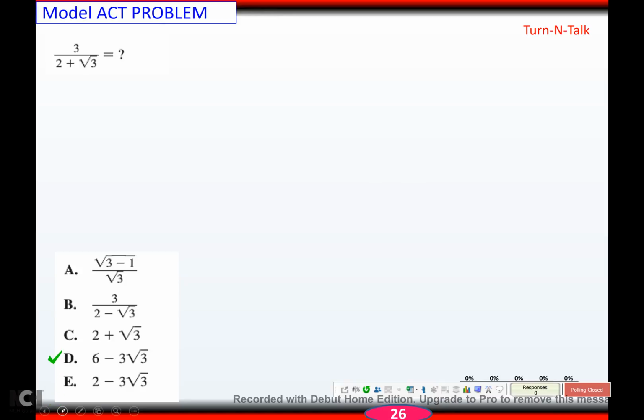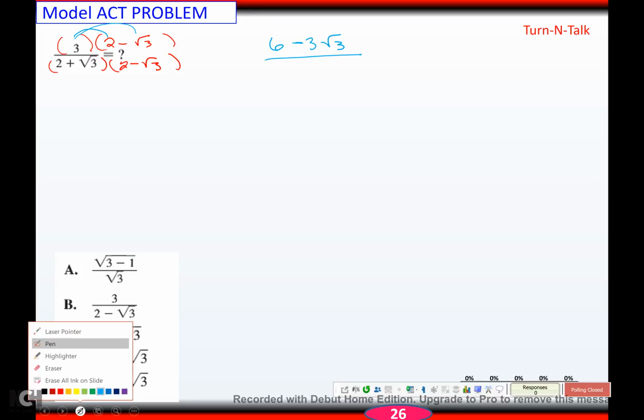And hopefully you got D. Alright, you can't divide by a radical. So what you do is you rationalize this by multiplying the top and the bottom by the conjugate of the bottom, which is going to be 2 minus the square root of 3. Top and bottom. So on top, I've got 3 times 2 is 6. 3 times the negative square root of 3 is -3 square roots of 3.